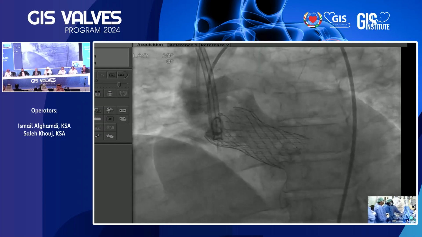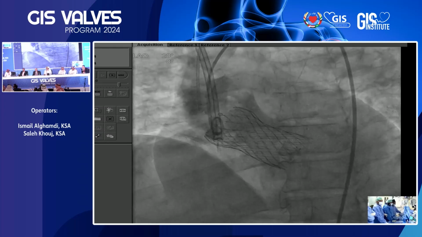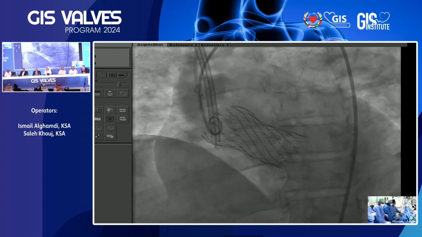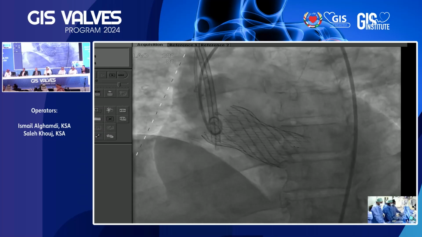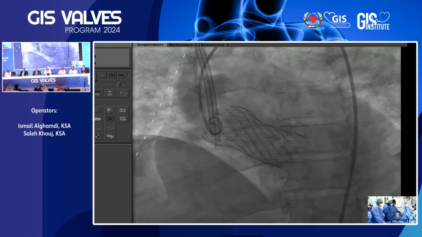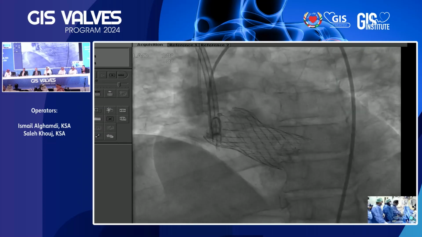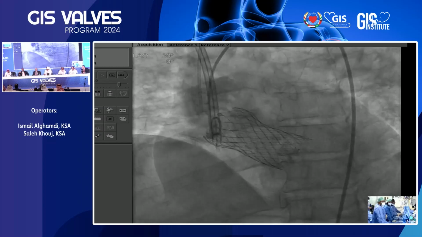Okay, how about you, Dr. Ahmed? I forgot one thing, so I'm sorry. Never look at one projection only. Always go around and see whether the valve is really expanded in a more or less symmetrical fashion. This is a good picture, but if you go over, then you might see something different. Yeah, that's why we do the panorama. So go ahead, Dr. Ahmed.